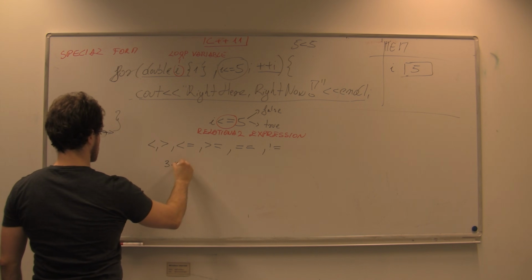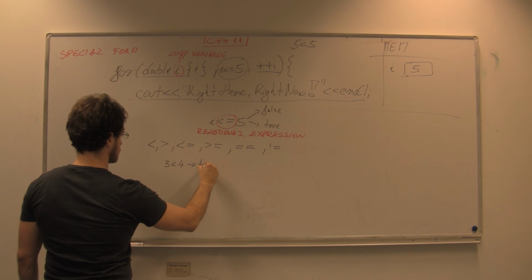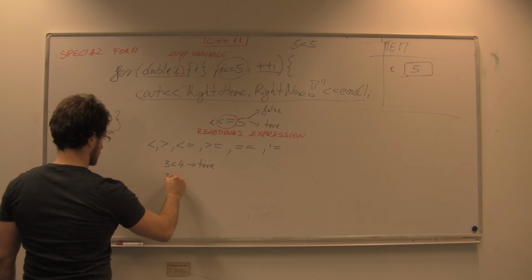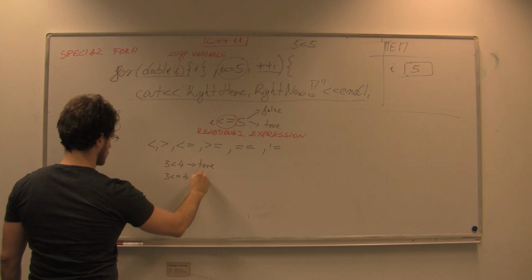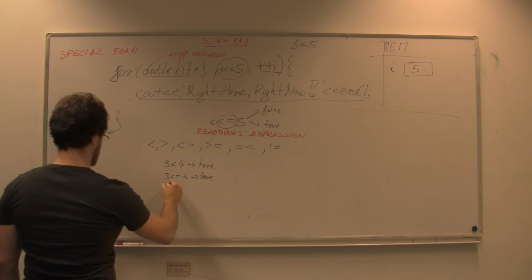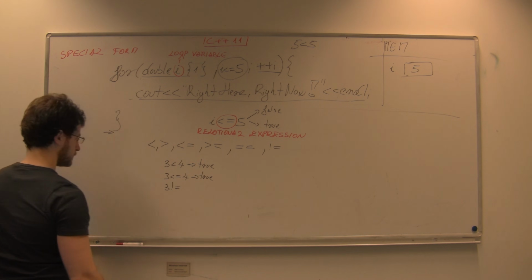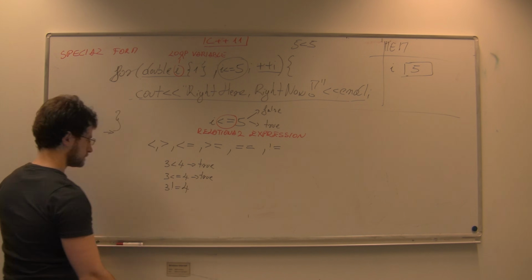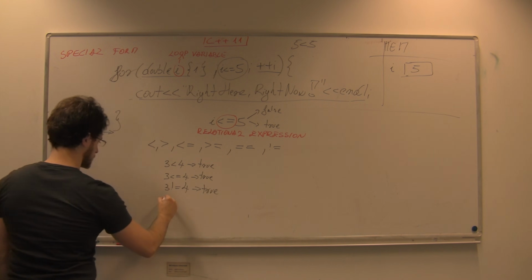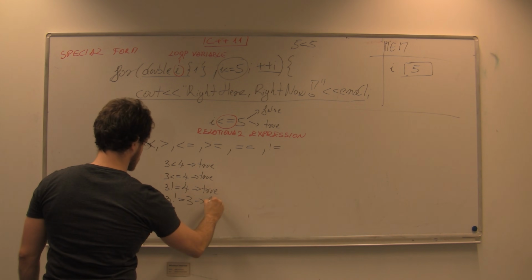The expression 3 less than 4 evaluates to true. The expression 3 less than or equal 4 evaluates to true. The expression 3 different than 4 evaluates to true. The expression 3 different than 3 evaluates to false.